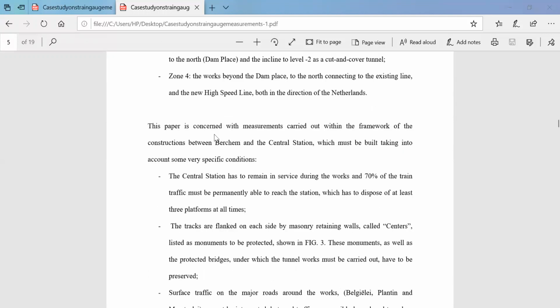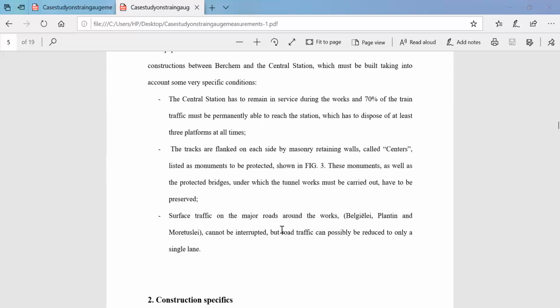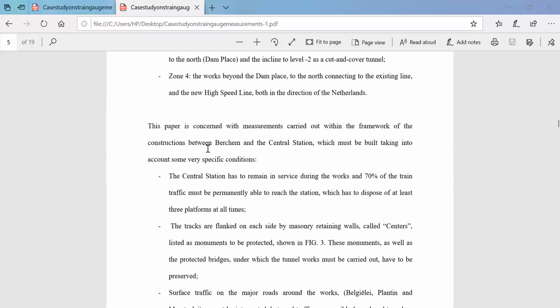But this paper is concerned mainly with measurements carried out within the framework of the construction between only these two stations, Berchem and the central station, because they are associated with the two bore tunnels, and they are focusing on the strain or stress induced on the roof of the tunnel. So only for those stations is performance taken care of in this paper, which concerns some specific conditions related to these two stations.